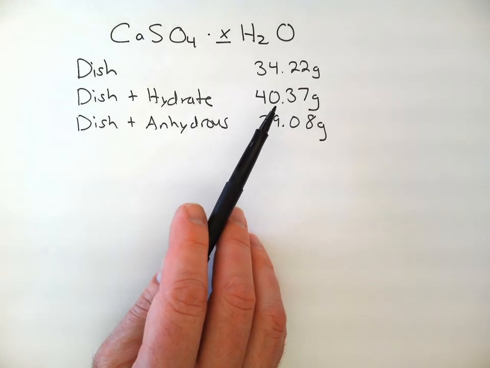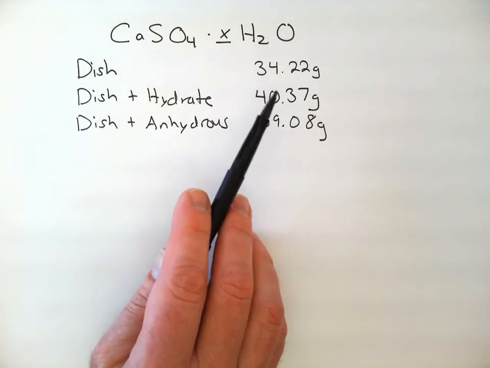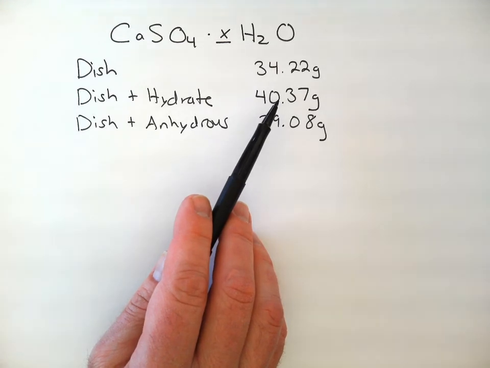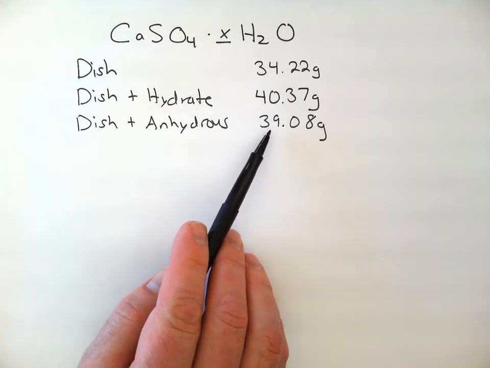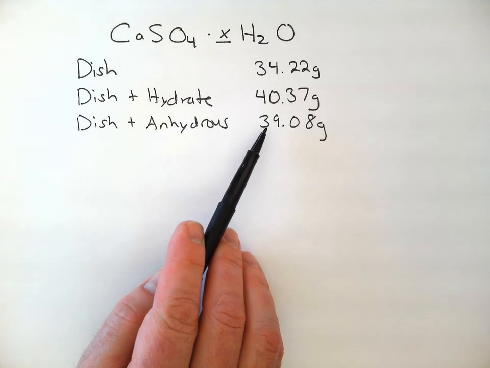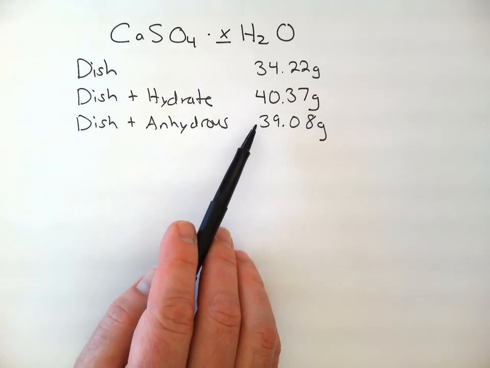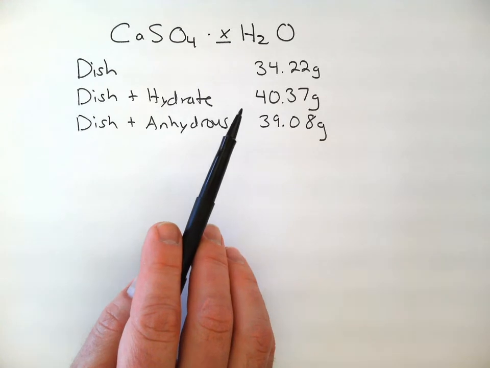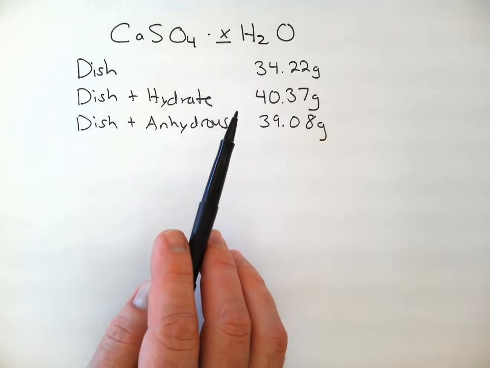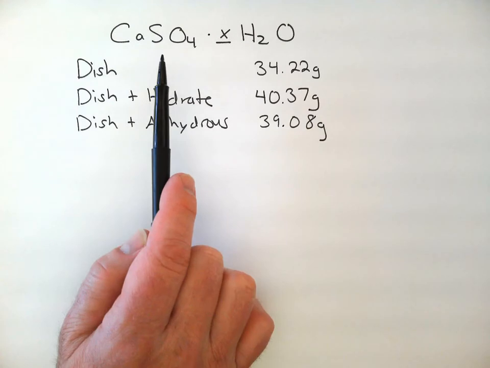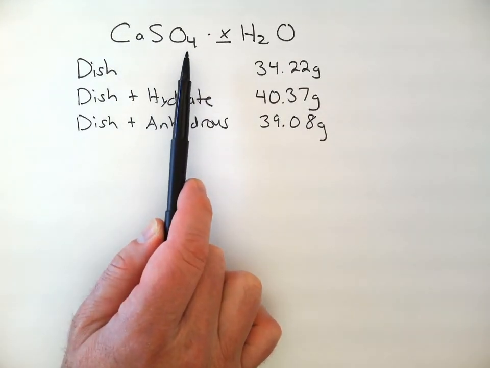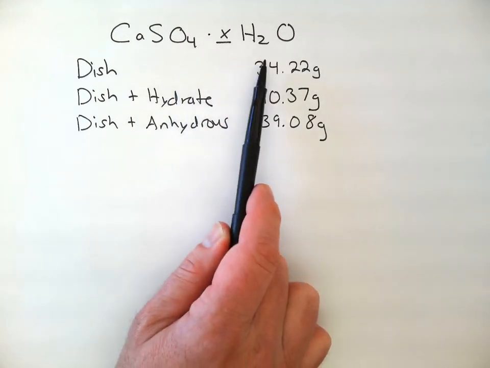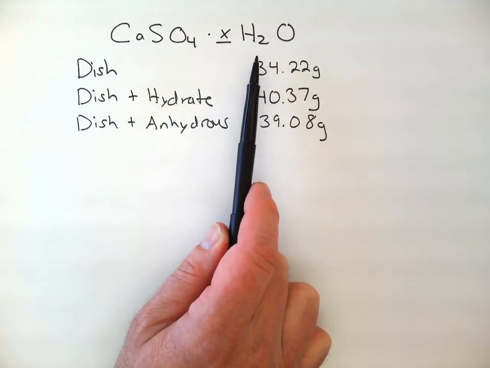So imagine something going into the dish and the mass goes up, obviously. Then we heat it and the water escapes out the top of the container. And because water is escaping, the mass goes down. Now, in order to find the formula of a hydrate, you're going to be doing the same steps as finding an empirical formula. You're going to need to know the mass of each part: the calcium sulfate, which is the anhydrous part, and the water, which is the hydrous part, or the actual water.